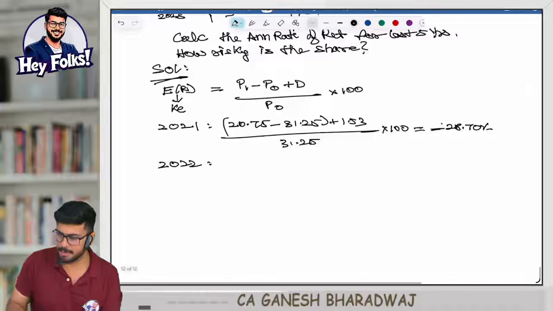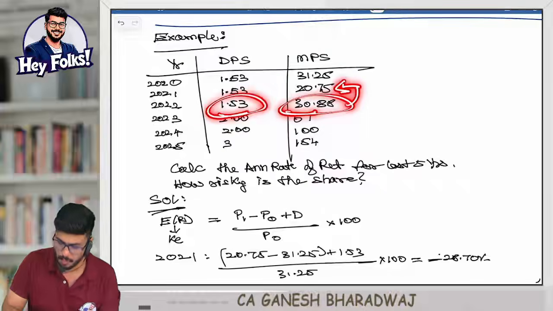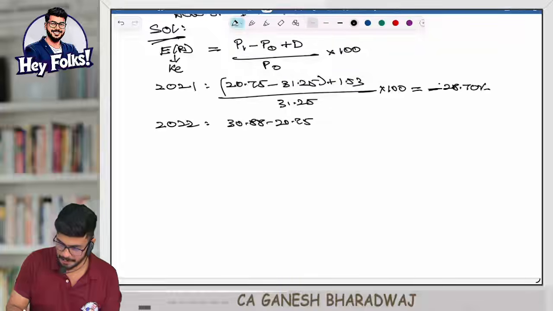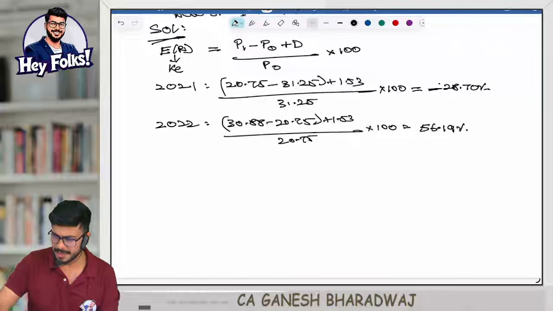2022. Guys, come on, do the calculations. Figure, tell me. 30.88 minus 20.75 plus 1.53 divided by 20.75. Am I right? Come on, do it. Quick. 30.88 minus 20.75 plus 1.53 upon 20.75 into 100. Figure. Come on, tell me. 56.19. Okay, 2 decimals is generally enough.